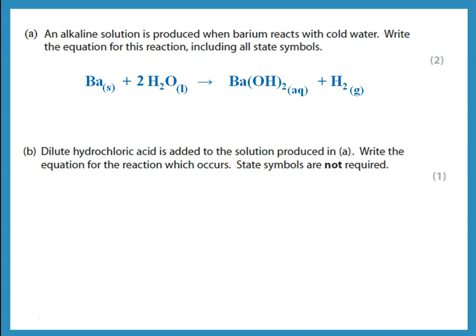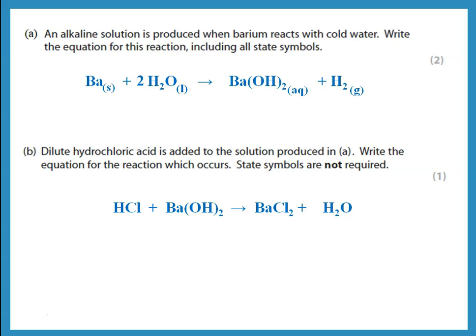Dilute hydrochloric acid is added to the solution produced in A. So he added hydrochloric acid to the barium hydroxide. Now that would give you what? That would give barium chloride plus water, acid plus base. And then we need to balance. And here he doesn't need state symbols.